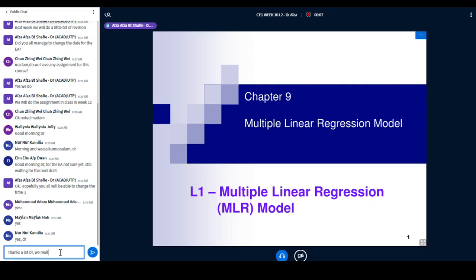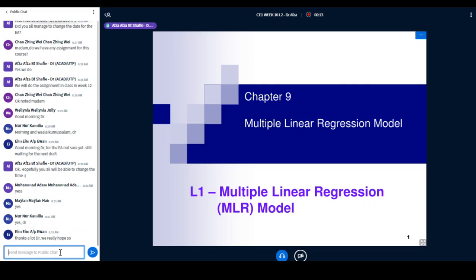Okay, let's look at the last topic, which is chapter 10 actually, not chapter 9. This should be chapter 10. All right. Which is actually on the multiple linear regression model.